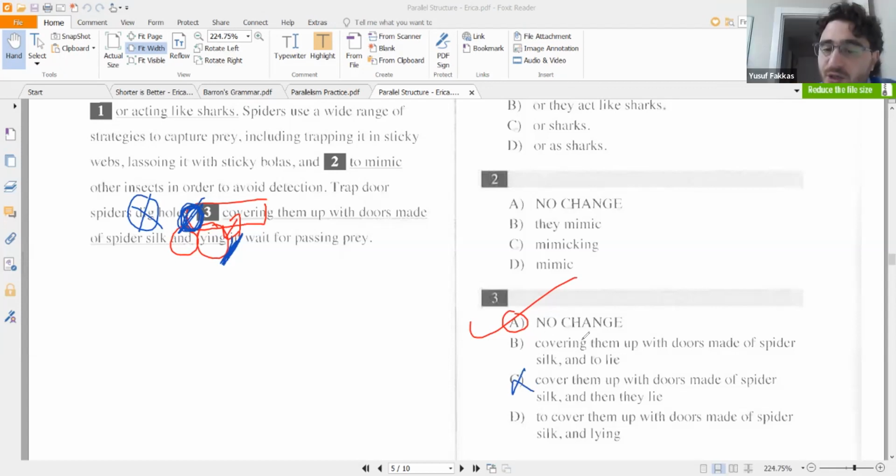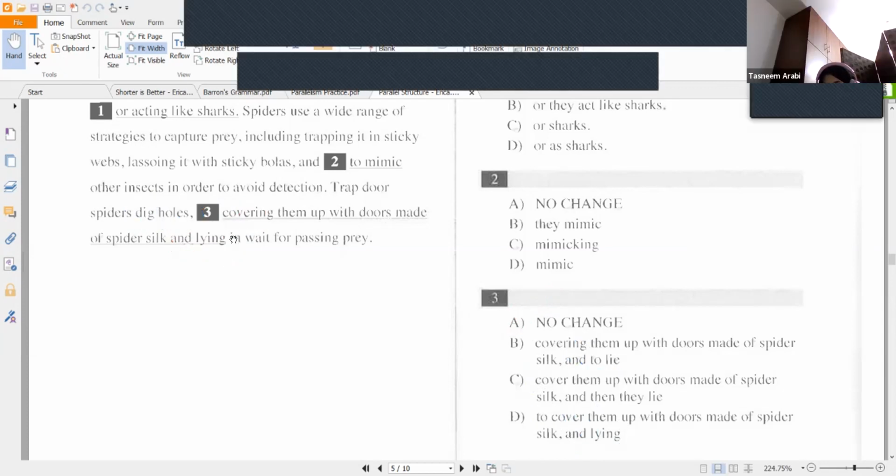Now, why doesn't B work? Because as you can see here, what do we have? -ing, but here, infinitive, different forms, doesn't work. What about D? The opposite, infinitive and then -ing, different forms. Is that clear enough? Yes. So dig holes and cover, they have the same subject, right? Yes, exactly.